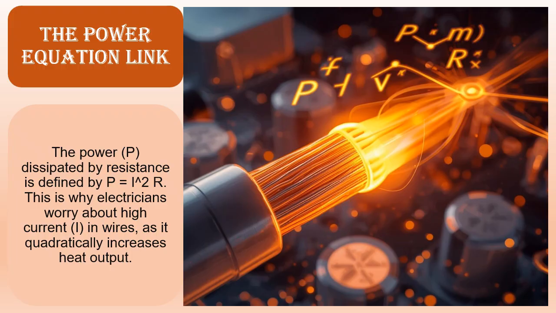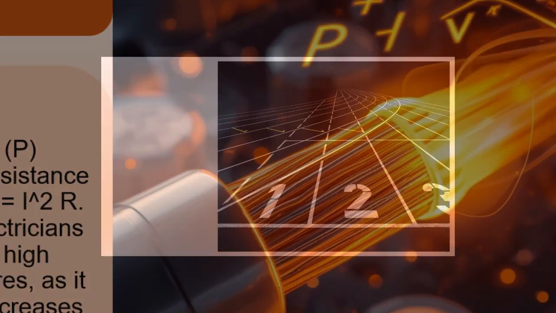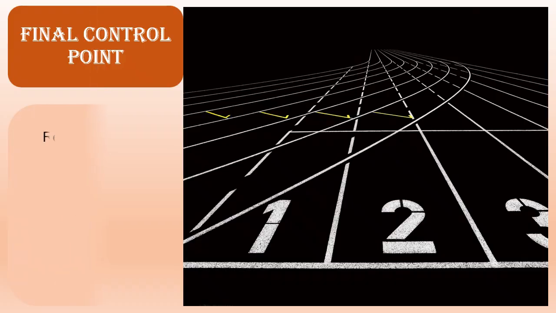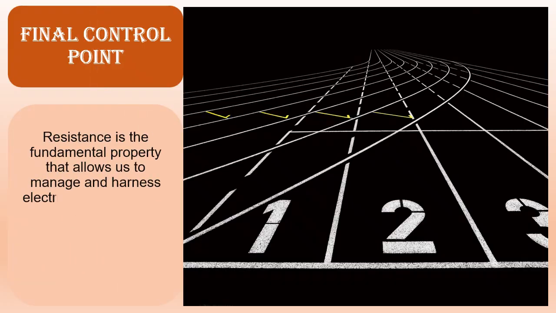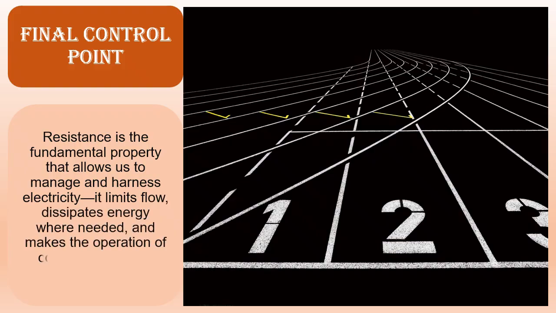Final control point. Resistance is the fundamental property that allows us to manage and harness electricity. It limits flow, dissipates energy where needed, and makes the operation of complex electronic devices possible.